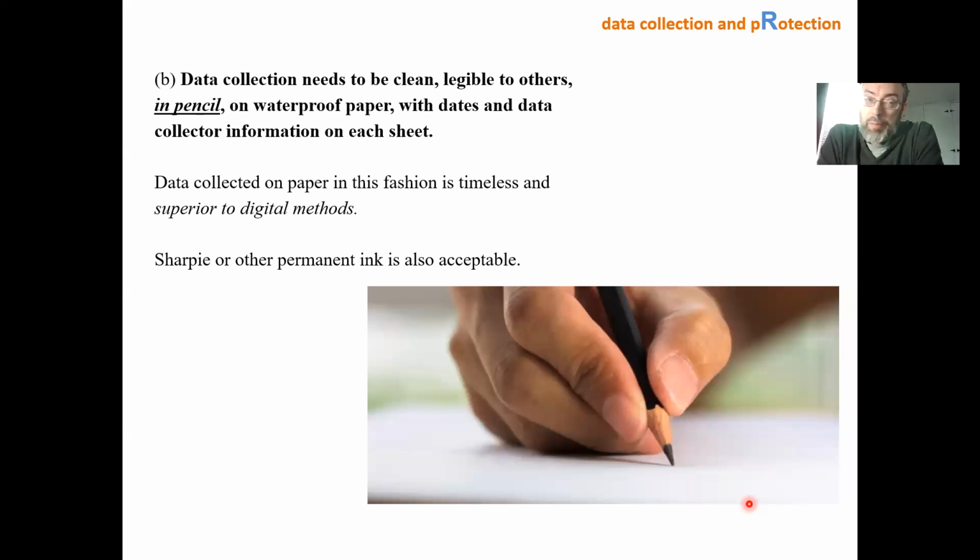That wasn't me being mean. That was just like, that's the situation we're in. The data have been lost. So don't write in pen.